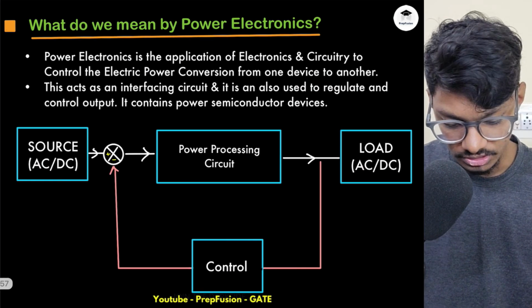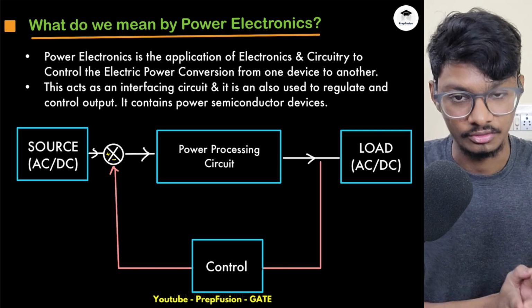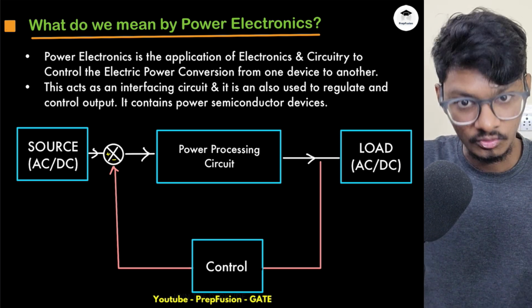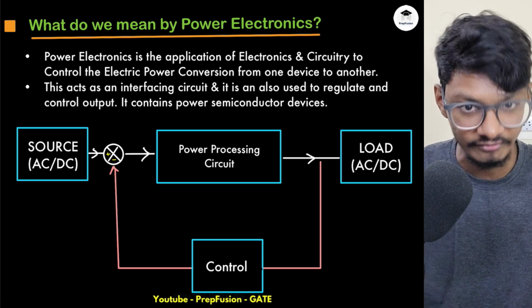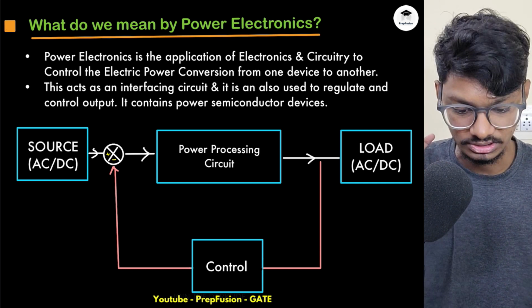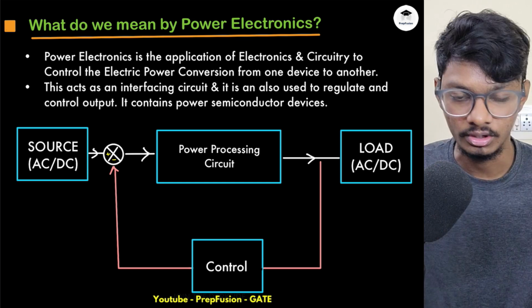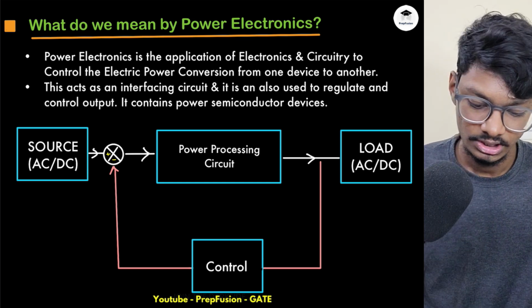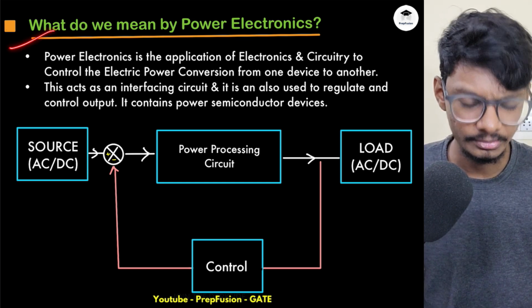Okay, so let's first start with our power electronics. You have to watch those prerequisites if you haven't already. If you have, you can proceed, else you first watch those prerequisites, then you can come. Okay, because I want to go in a flow and I don't want to lose out on the flow, that's why. So what do we mean by power electronics?